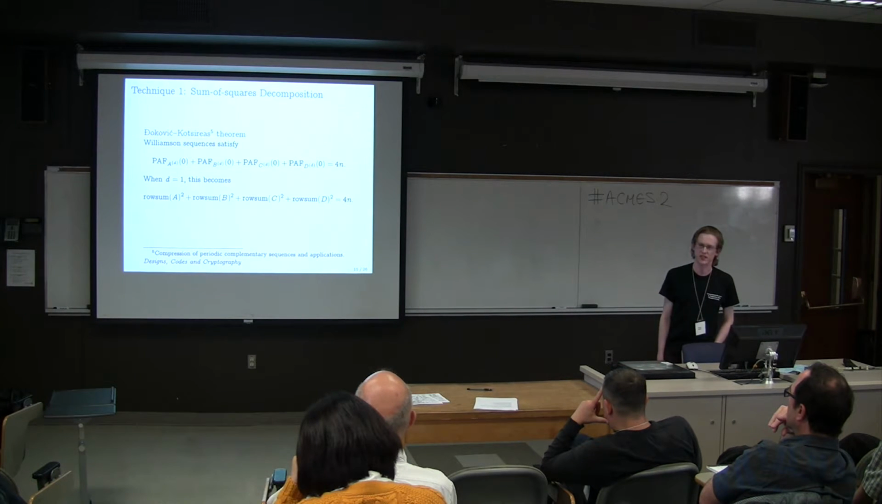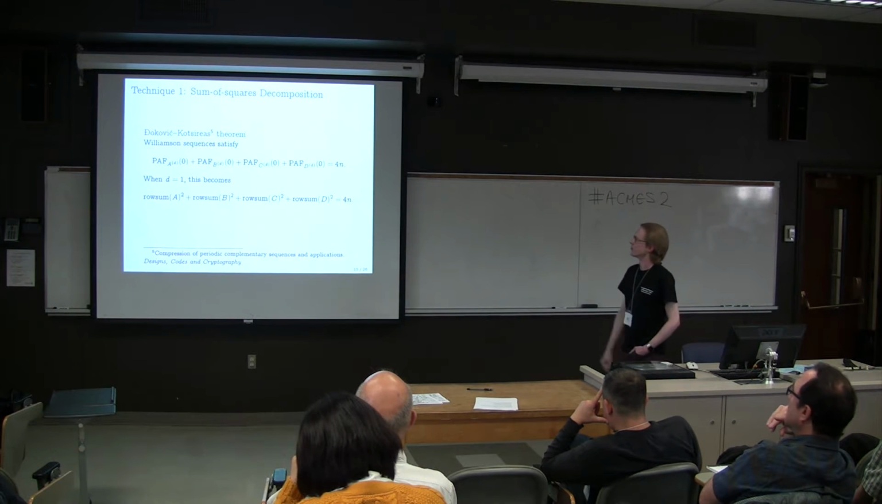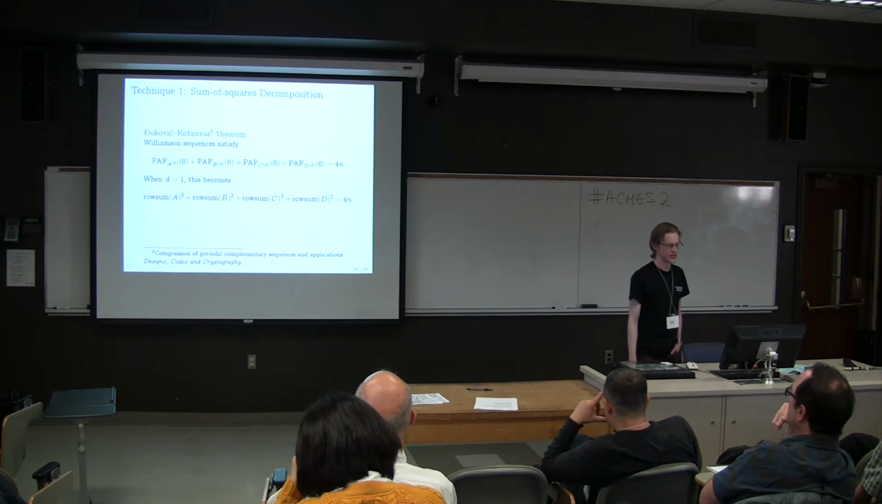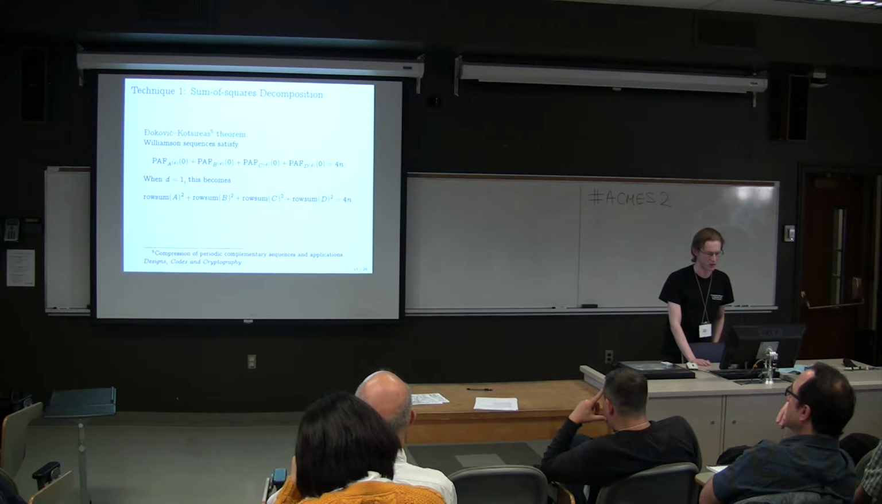And then a path at 0 is just a squared function. So this just reduces to a sum of squares. And that's going to be the sum of squared row sums. That's going to sum to 4n.